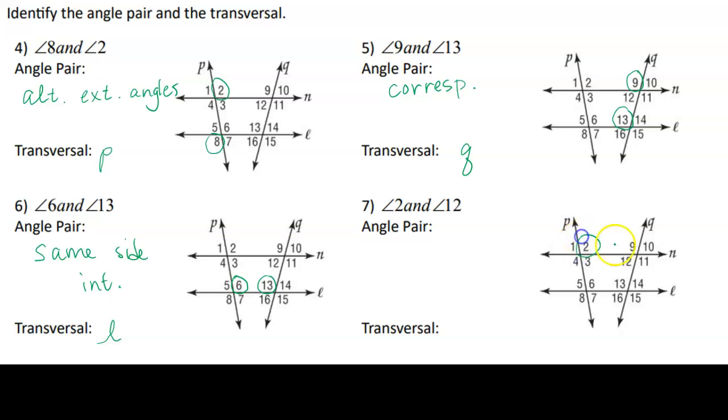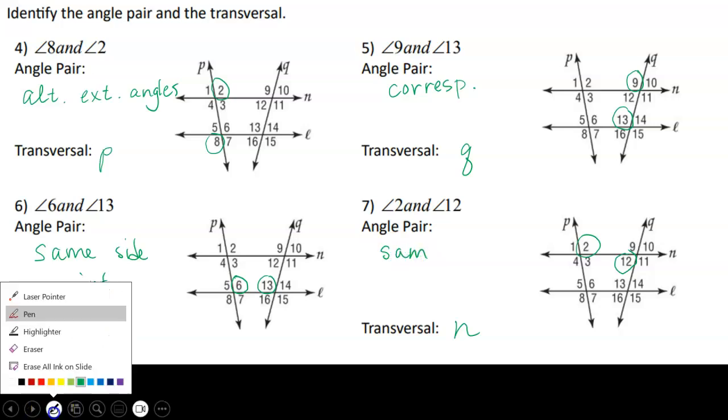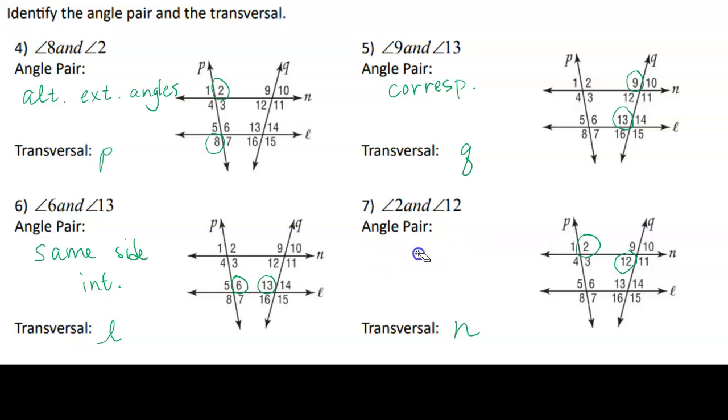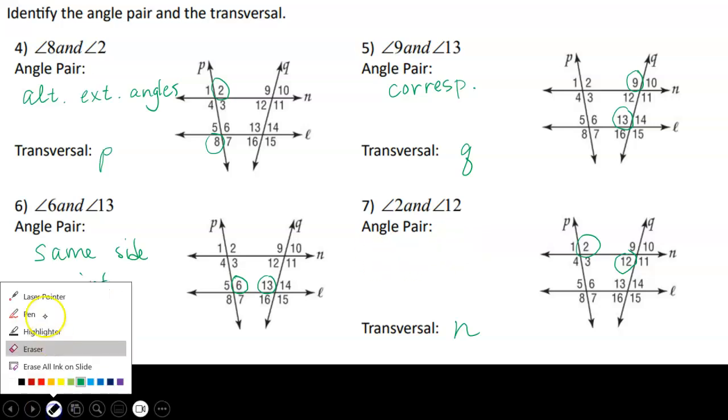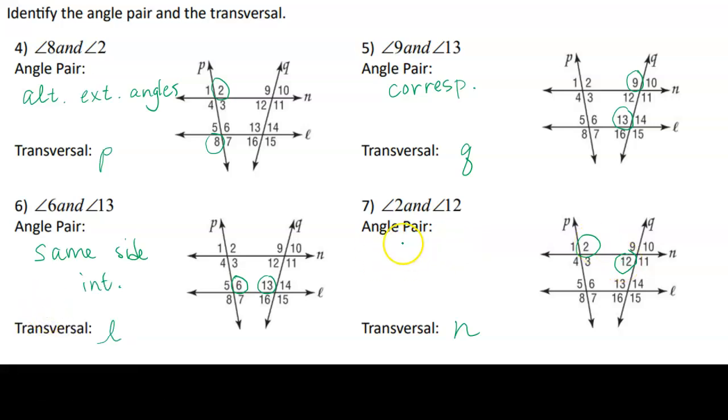2 and 12 are on the transversal N. They are on opposite sides of the transversal, and they are in between line P and Q. So 2 and 12 are opposite side. They're not on the same side. They're jumping the transversal. They're alternate interior angles.